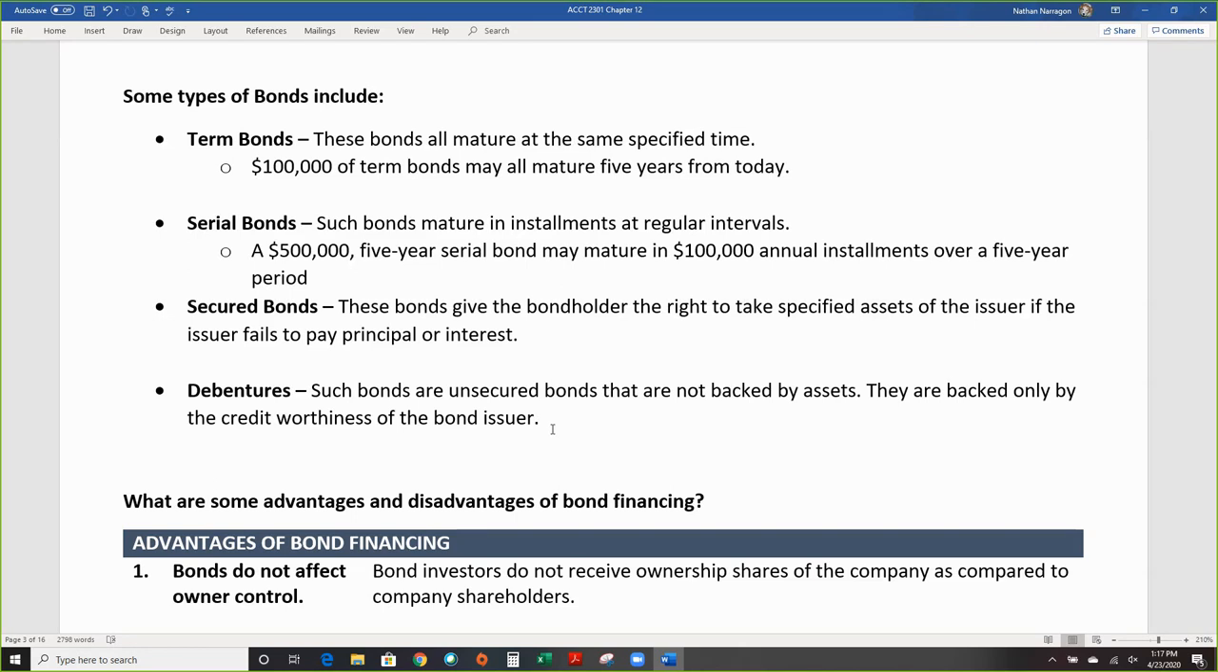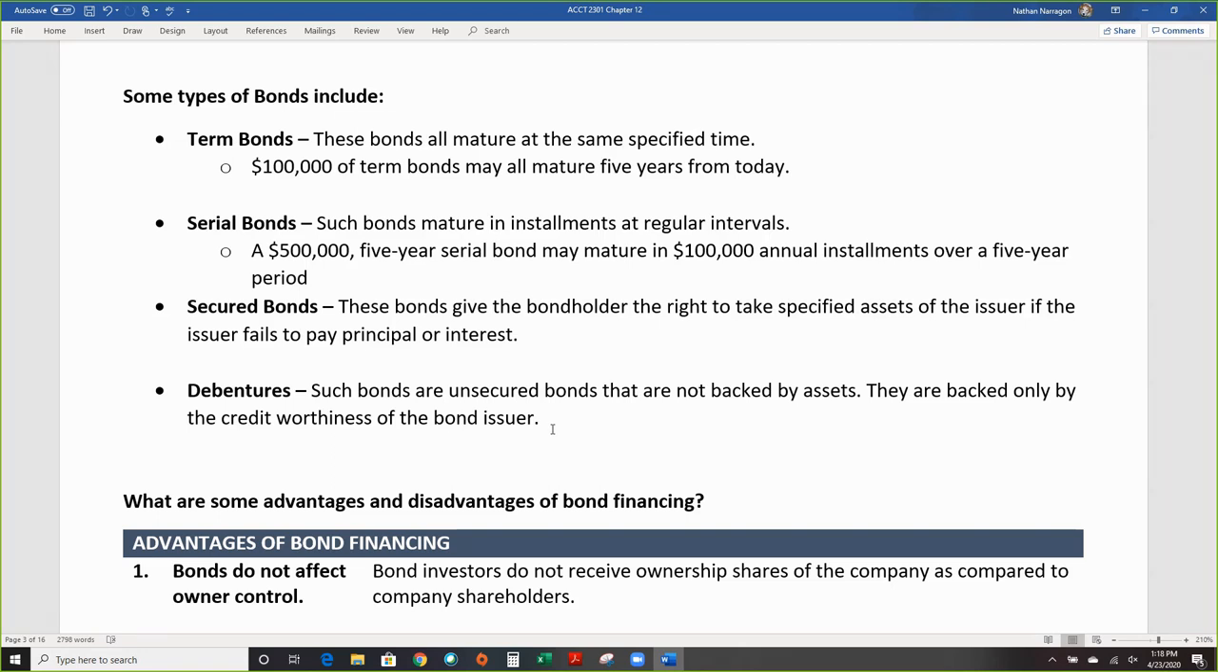Now, you can have serial bonds. I'm not talking about the cereal you have for breakfast. No, these aren't Lucky Charms. These are a different kind of serial. And these serial bonds mature actually in installments. So anytime you hear serial, it's S-E-R-I-A-L. That just means a series. Okay? So, for example, a 500,000 five-year serial bond may mature actually in 100,000 annual installments over a 5-year period. So, every year, you at least get 100,000 back.